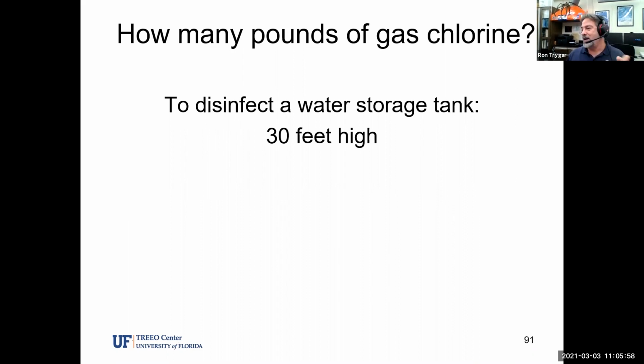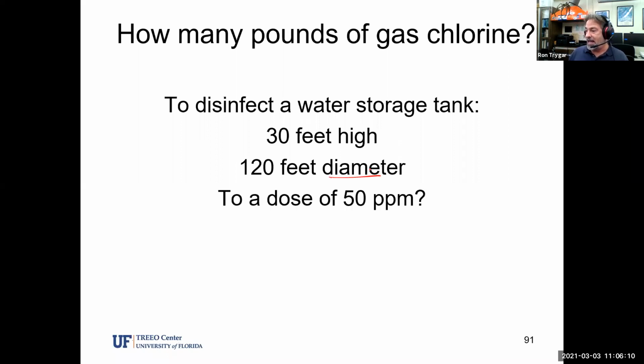So we have a water storage tank that's 30 feet high. We have a 120 foot diameter for the water storage tank. So we know it's a circular shape because the word diameter is given. And we're going to dose it to 50 parts per million.